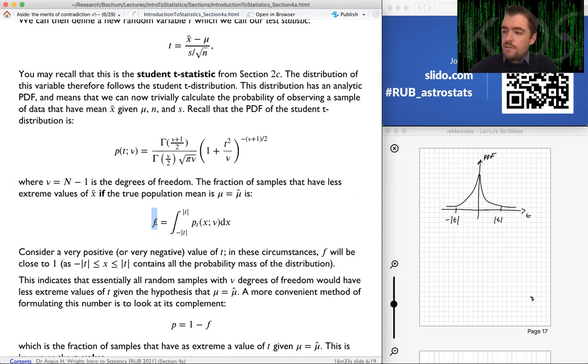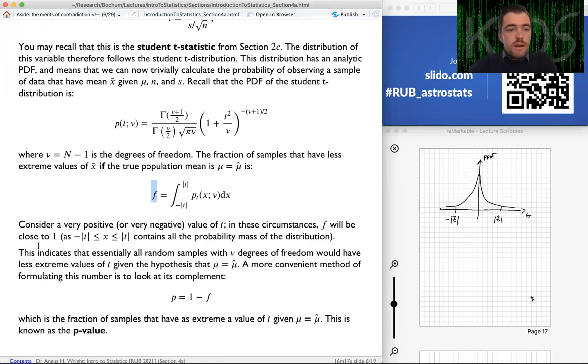This is t on the x-axis, and so we'll call that t hat to make it a bit clearer. This is going to be some value between 0 and 1, because it's a probability distribution. Nu here is just the degrees of freedom, which, as we discussed, is just n minus 1.